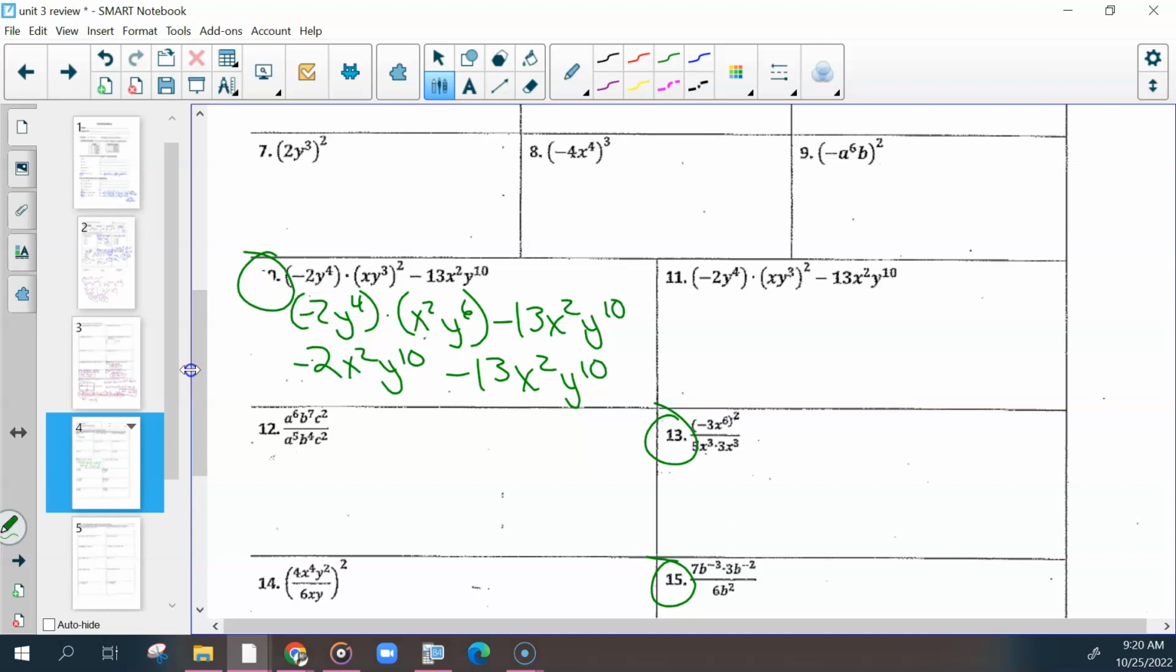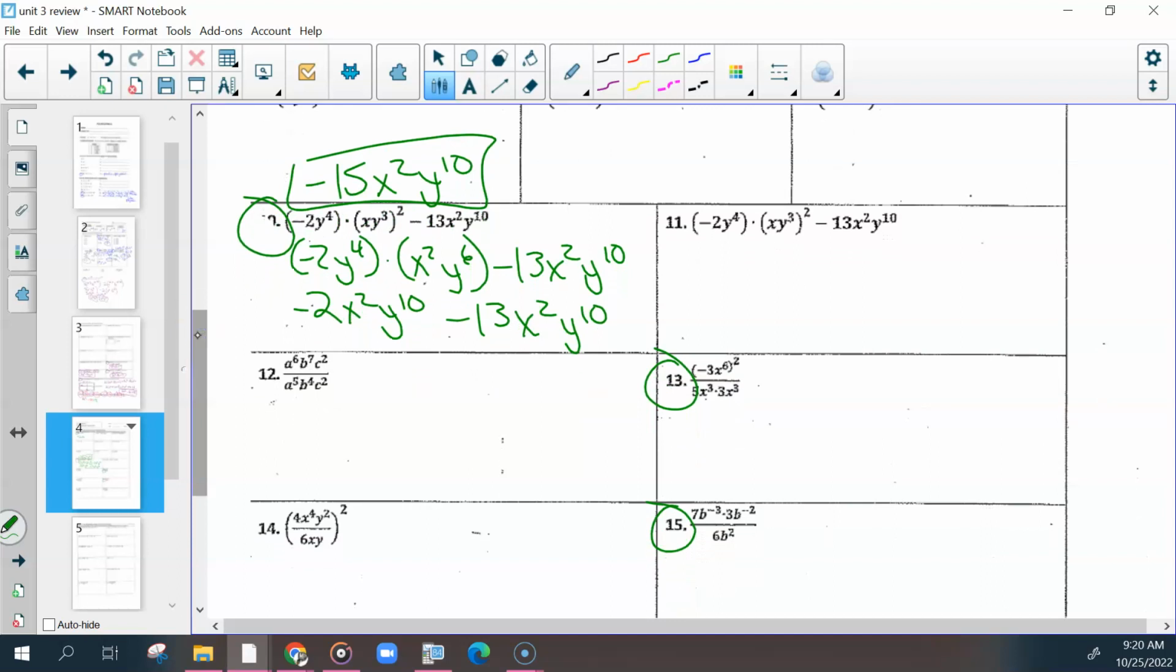Now we're subtracting. Do we have like terms? Both have x squared, these both have y to the 10th. I can combine the coefficients. Questions on that one? How would you get y to the power 6? Oh, is that the one you're talking about? Yeah. You multiply 3.